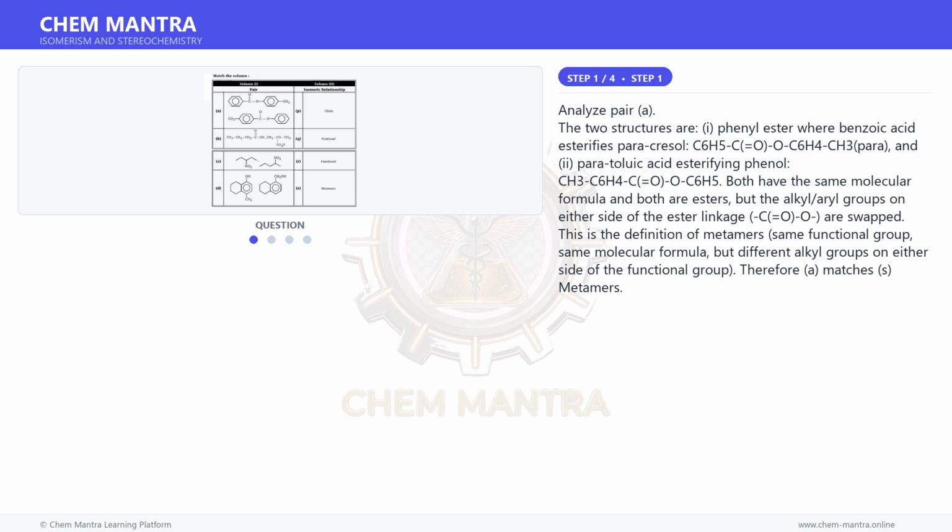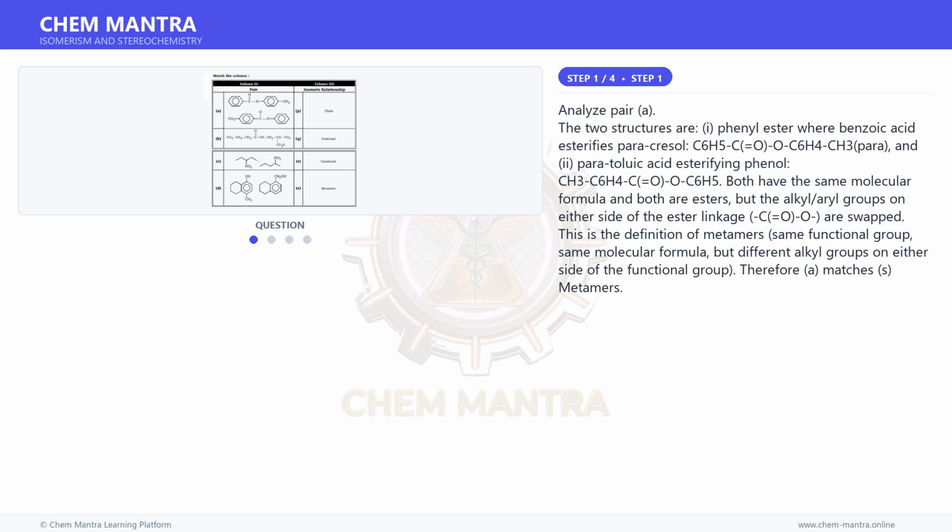Analyze pair A. The two structures are phenyl ester, where benzoic acid esterifies para-cresol, C6H5C=O, C6H4CH3 para, and para-toluic acid esterifying phenol, CH3C6H4C=O, C6H5.